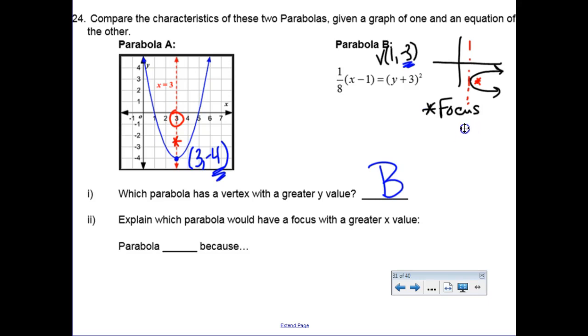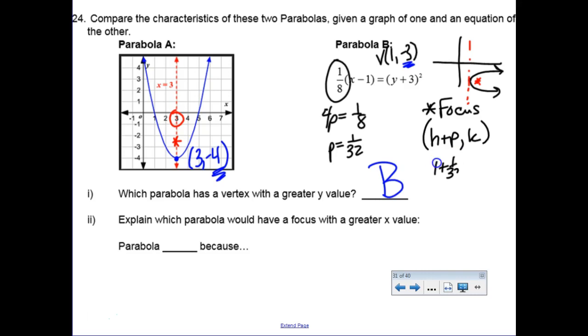Alright, so the calculation for a horizontal parabola's focus is h plus p, comma k. So this is 4p. So 4p is 1/8, which means p is 1 over 32. So h, okay, I guess I don't have to do too much work here, guys. 1 plus 1/32 is 1 point something really tiny. So his focus point is a little past 1. And this guy has a focus point at 3 comma something.